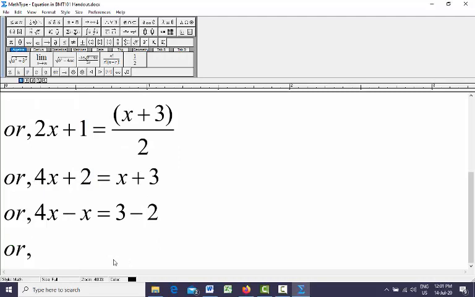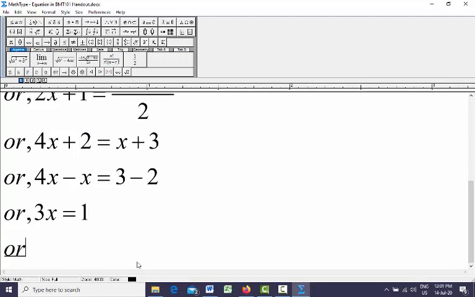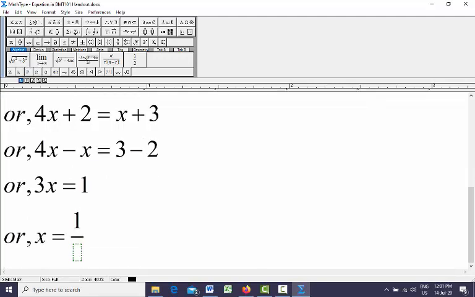So 4x minus x will be equal to 3 minus 2. So that means 3x will be equal to 1. So that means x is equal to 1 by 3. X is equal to 1 by 3. So let us revise this. That's the answer of x.